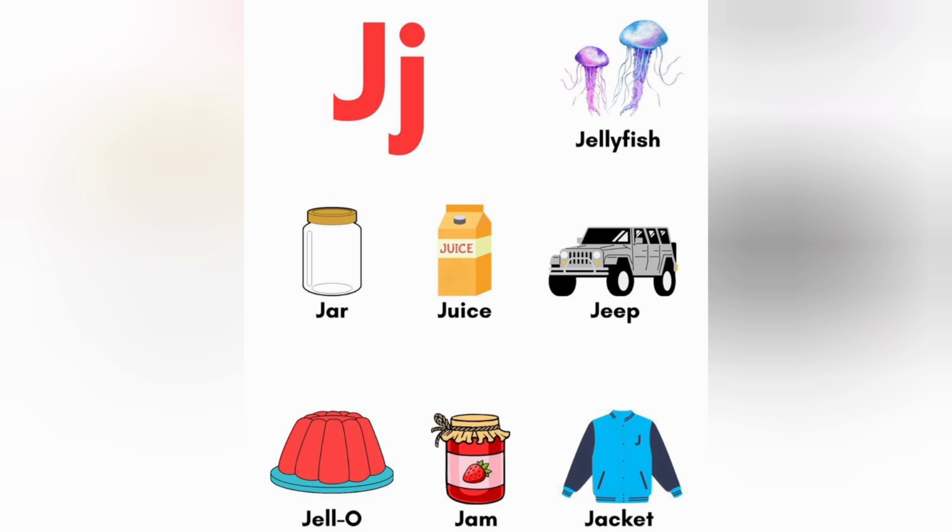Now let's repeat the letter with its sound. J jellyfish. J jar. J juice. J jeep. J jelly. J jam. J jacket.